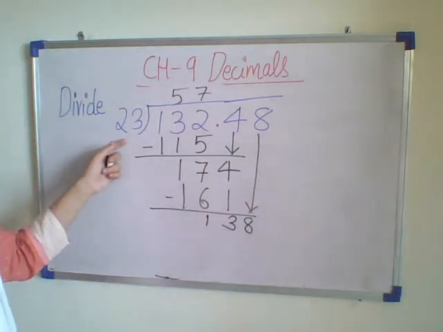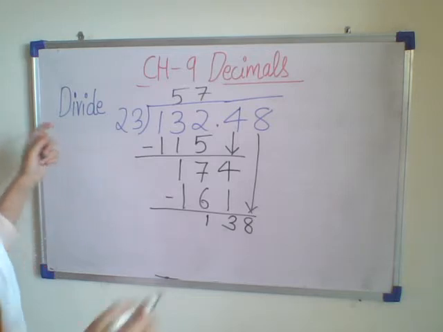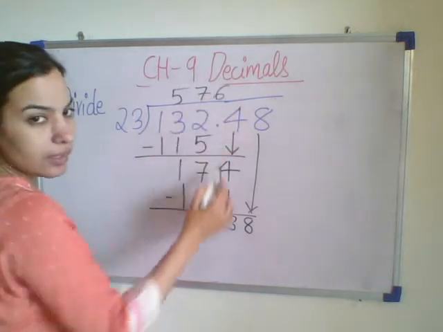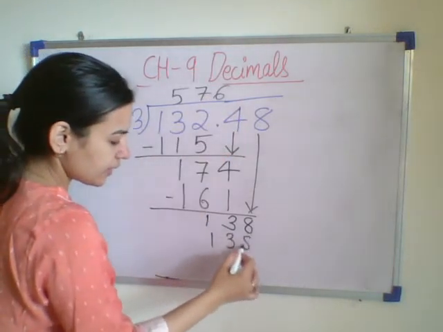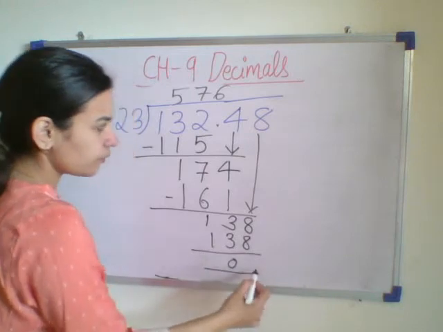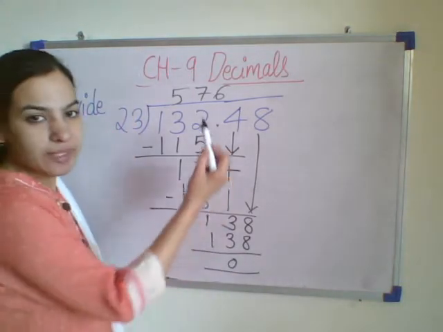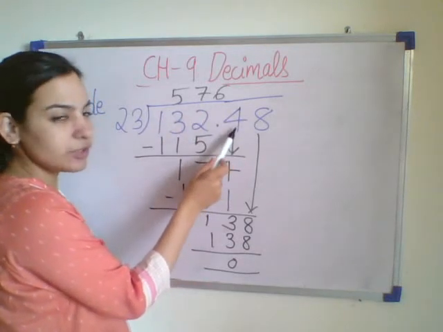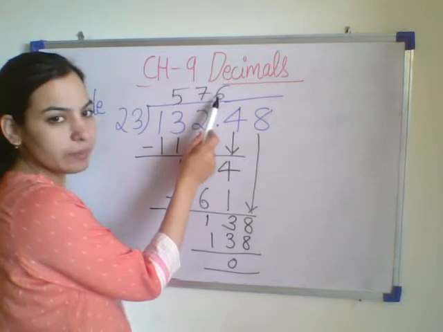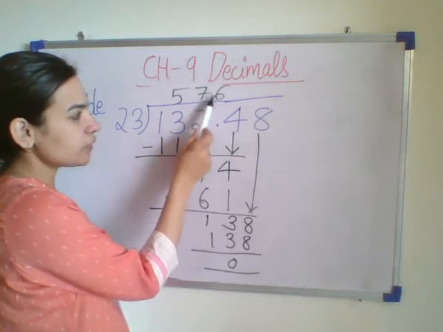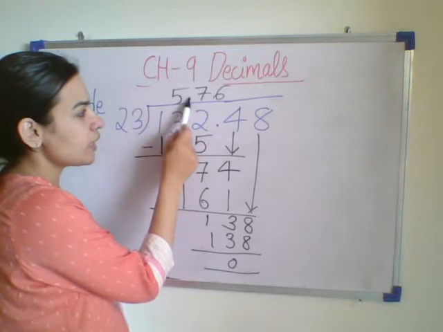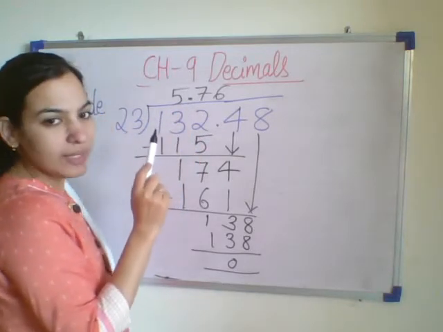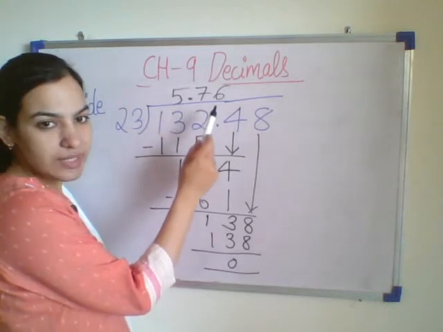Now 138. So 23 6s are 138. Now the remainder comes to 0. Now we have to put the decimal in our quotient, that is the answer 576. Here the decimal is after 2 digits. So here also we will put the decimal just after the 2 digits, 1 and 2. Here I will put the decimal just after the 2 digits. So my answer would be 5.76.